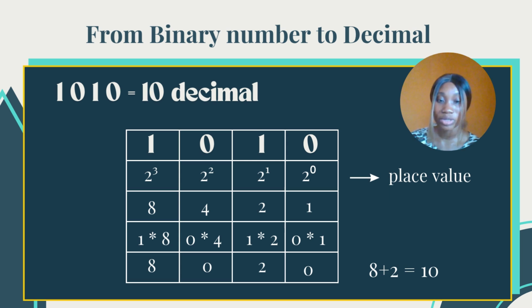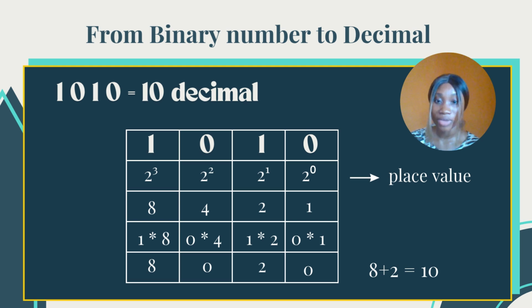After that, the next step is to assign the place value. So we start from the back, or we start from the end and move forward. Okay, so starting from the back, we have 2 raised to power 0, followed by 2 raised to power 1, followed by 2 raised to power 2, and followed by 2 raised to power 3.